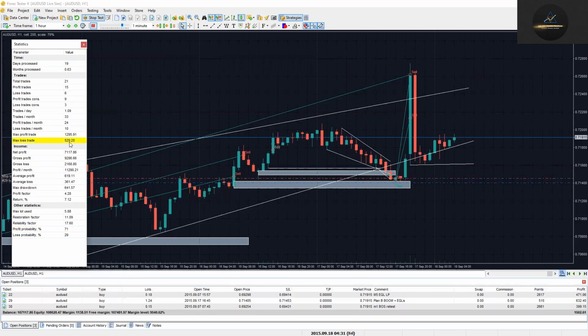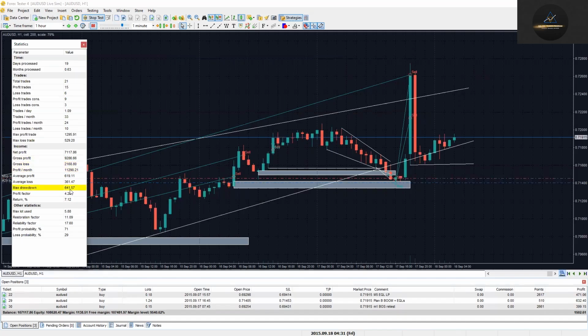My max loss has been at 0.5%. My biggest win has been at 1.2%. Net profit, 7%. Gross profit is currently 9%. So right now the equity is at 9%, I believe. No, it's not. That's just the gross profit. Okay, gross loss, fair enough. What's the drawdown?